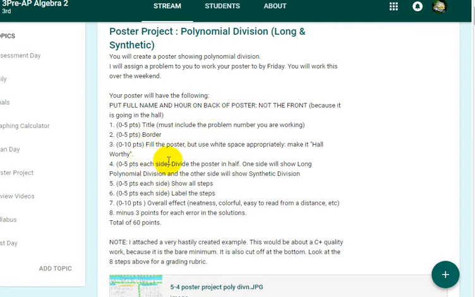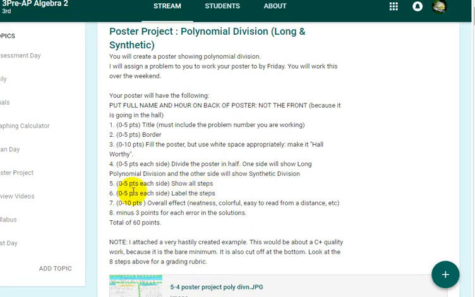0 to 5 points on each side. So when you divide it in half, you're going to get 5 points for showing long and 5 points for showing your synthetic. 0 to 5 points for each side for showing all your steps. Don't skip any steps. Show me from beginning to end how you did that division.